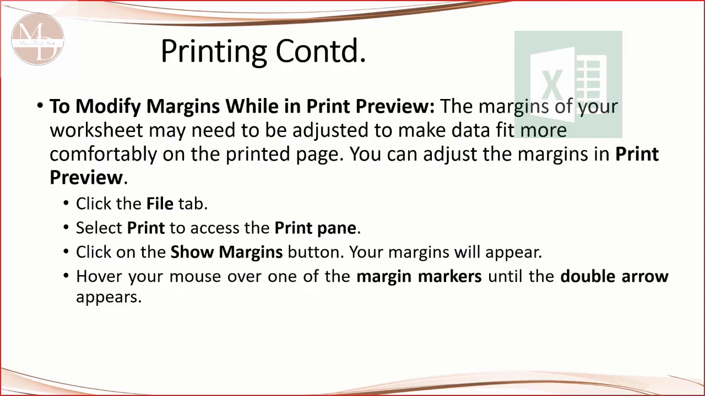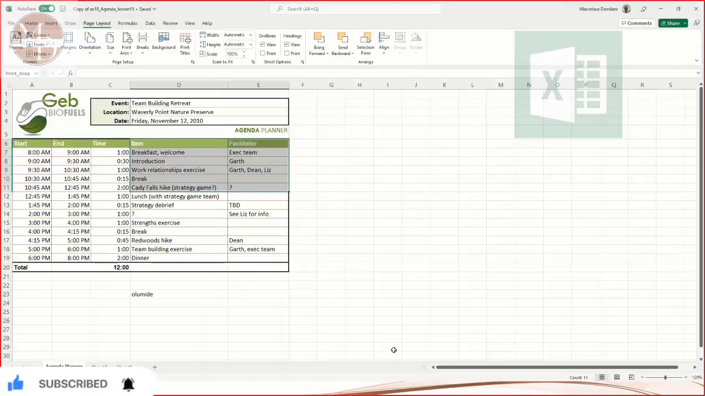So now, how to modify margins while in print preview. The margin of your worksheet may need to be adjusted to make data fit more comfortably on the printed page. You can adjust the margin in print preview. So what do you do? Select your file, select print, and in the print pane, click show margin. The margin will appear. Then you can decide to adjust the margin.